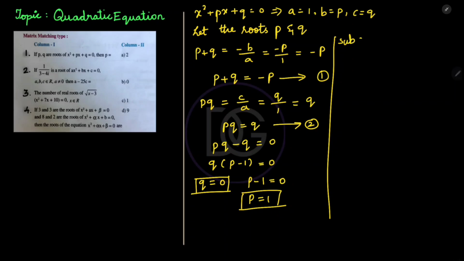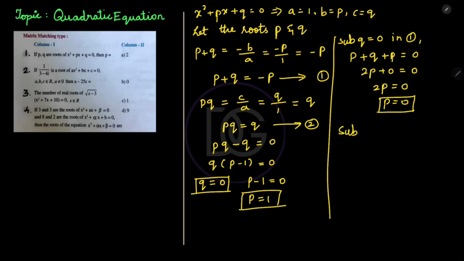Substitute q equal to 0 in first equation. p plus q plus p equal to 0. Now 2p plus 0 equal to 0. So 2p equal to 0, p equal to 0.